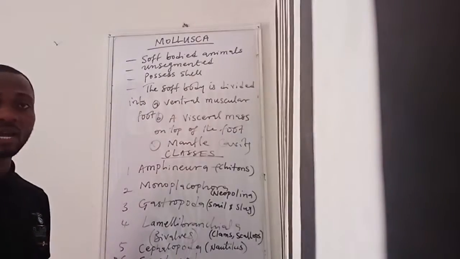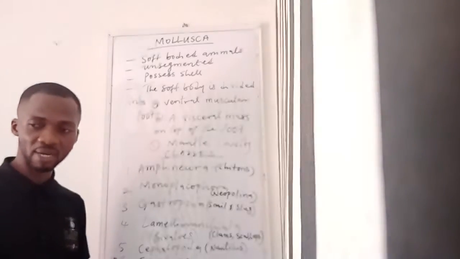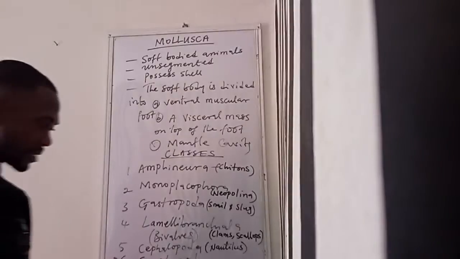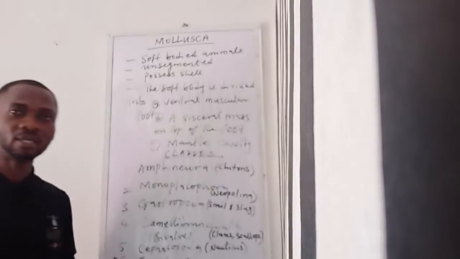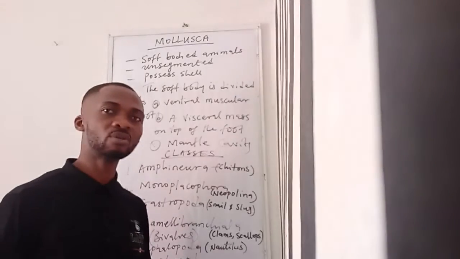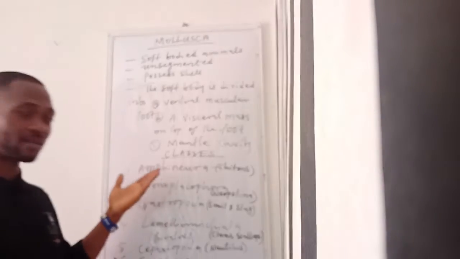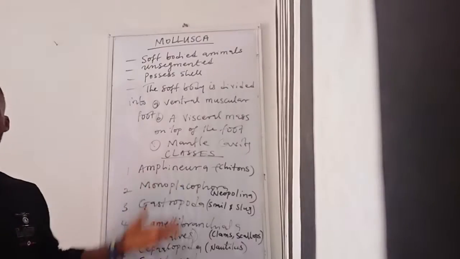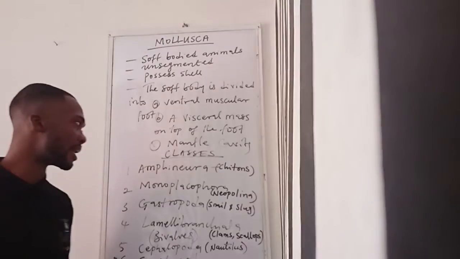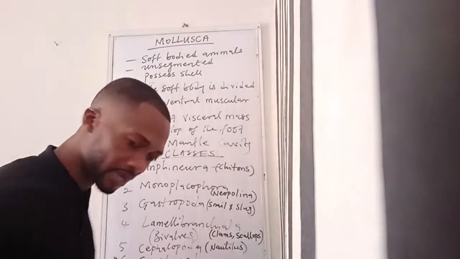Then we'll have other characteristics which you may likely study later. You can Google the mollusca and see some other important characteristics that are found there. And some of these characteristics are also embedded in some of the classes. For instance, the first class is Amphineura.